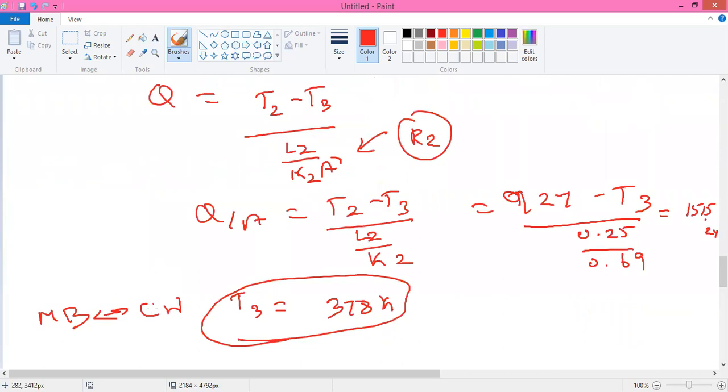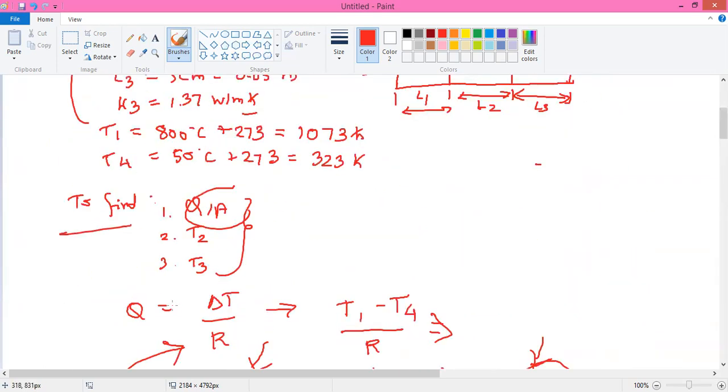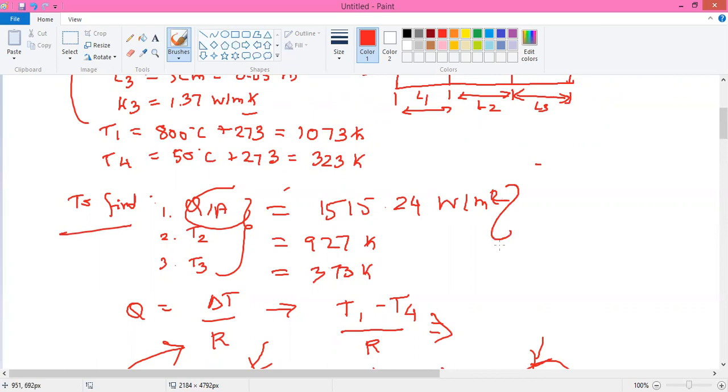First we found Q by A. Finally we write the result: Q by A is 1515.24 watt per meter square. Then the interface temperature between the fire bricks and masonry bricks is 927 Kelvin, and the interface temperature between the masonry bricks and concrete wall is 378 Kelvin. So finally we found the values.